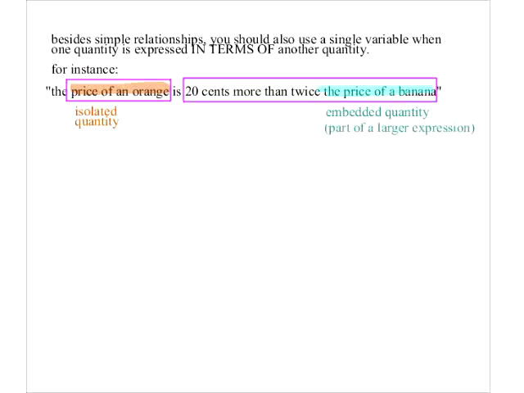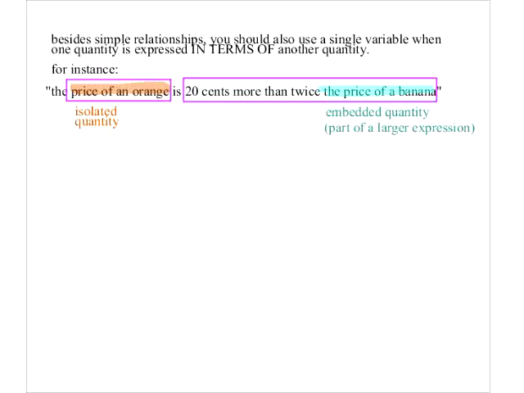Okay, everybody give me a smiley face if you understand why I'm calling these things isolated and embedded quantity. So the question is, which one of these should be the variable? If you think it should be the isolated quantity, say so in the text box. If you think it should be the embedded quantity, say so in the text box. Let's get a couple more votes here. You can even just put I or E if you want. Yeah, it should definitely be the embedded quantity.